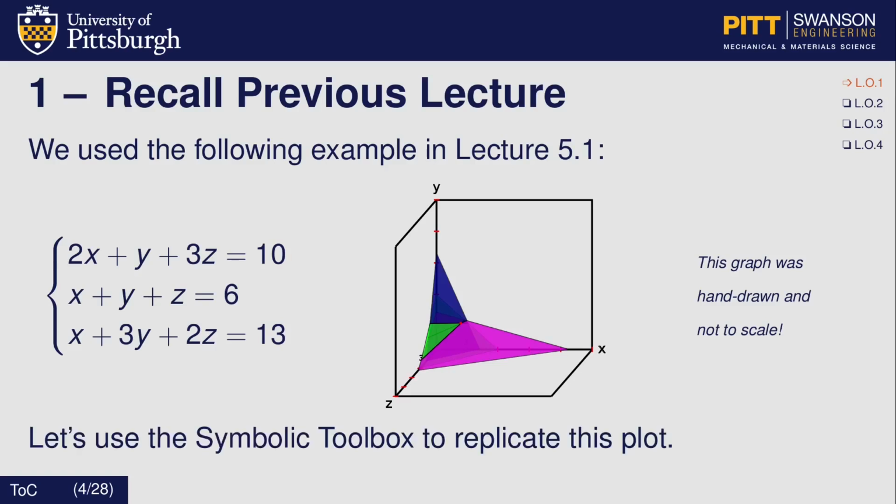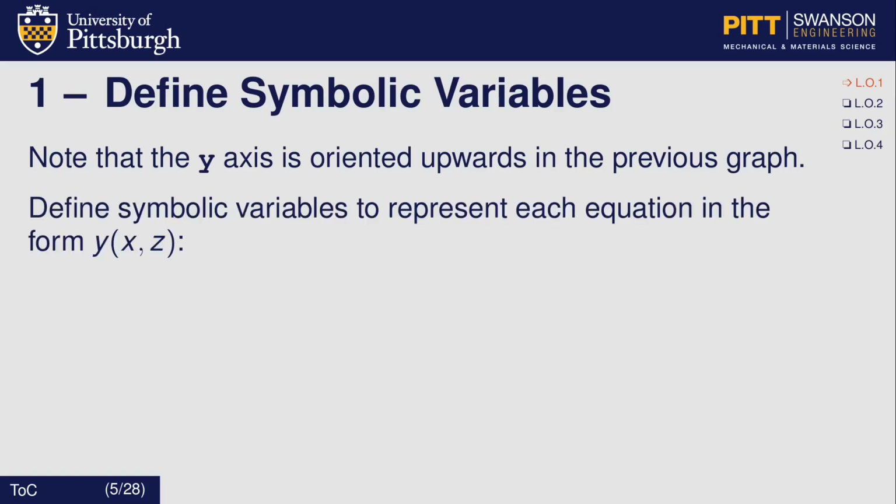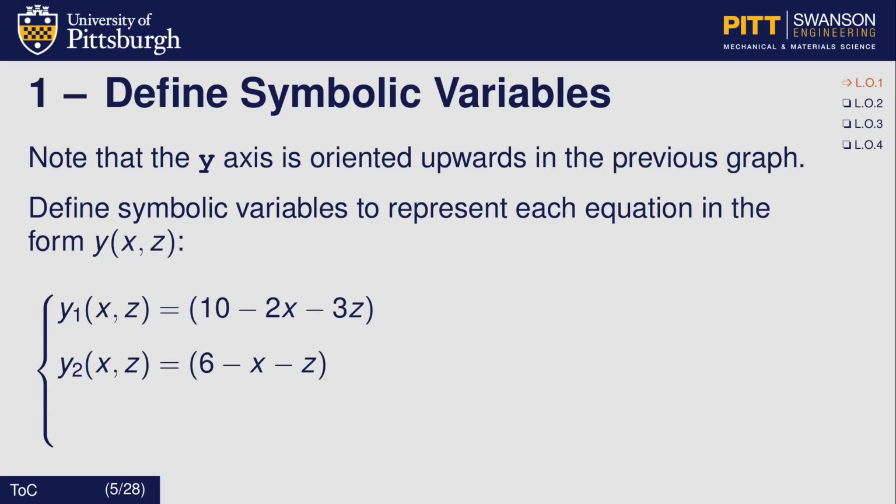Let's now use the Symbolic Toolbox to replicate this plot in MATLAB. Note that the y-axis is oriented upwards in the previous graph, so we'll define our equations in the form y as a function of x and z. The first equation is y1 equals 10 minus 2x minus 3z. The second equation is y2 equals 6 minus x minus z. And the third equation is y3 equals 13 minus x minus 2z, all divided by 3.